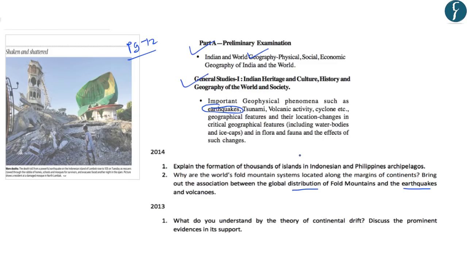Now let us see the questions that were asked in the mains examination. In the year 2014, a question was asked related to the formation of thousands of islands in Indonesian archipelago. The second question was related to the fold mountain system and the association between the global distribution of fold mountains, the earthquakes and the volcanoes. So these can be explained by the plate tectonic theory. With this, let us move on to the next article.